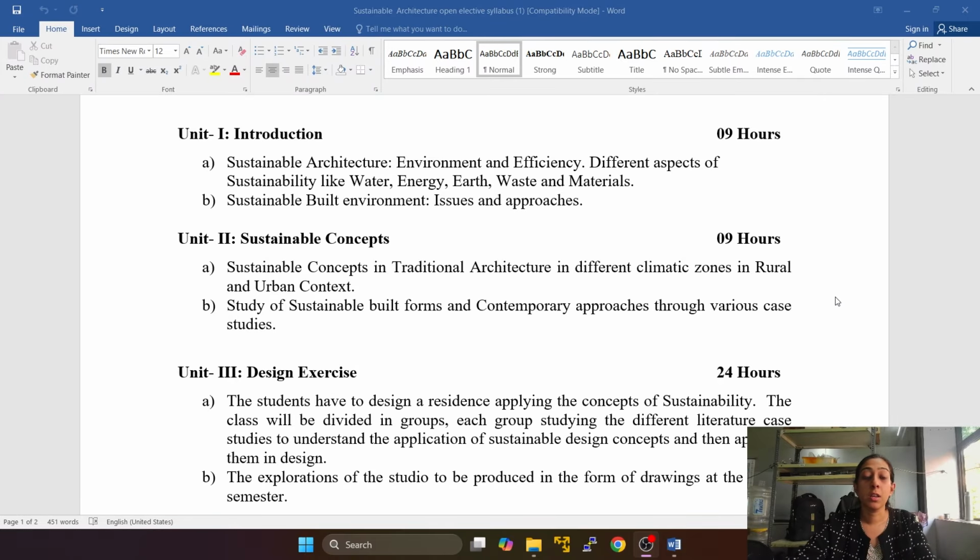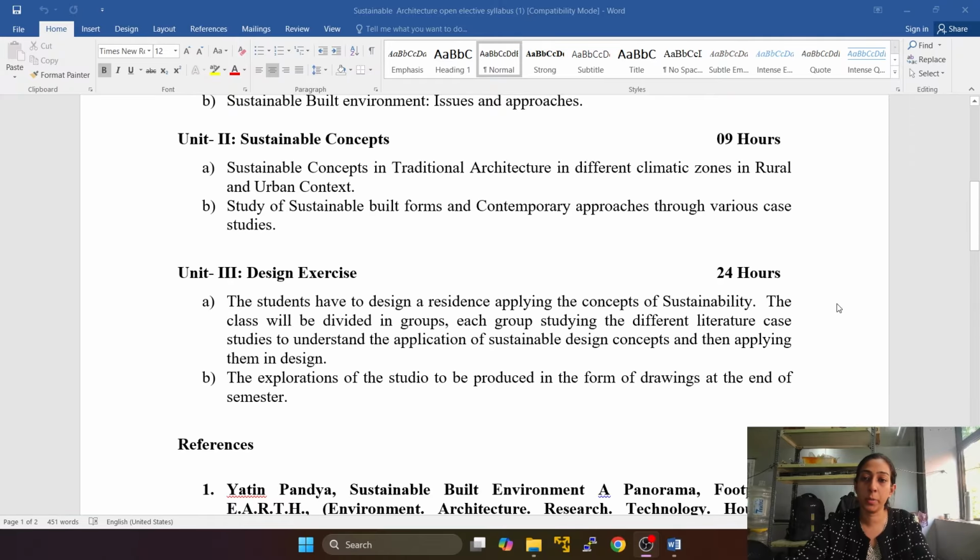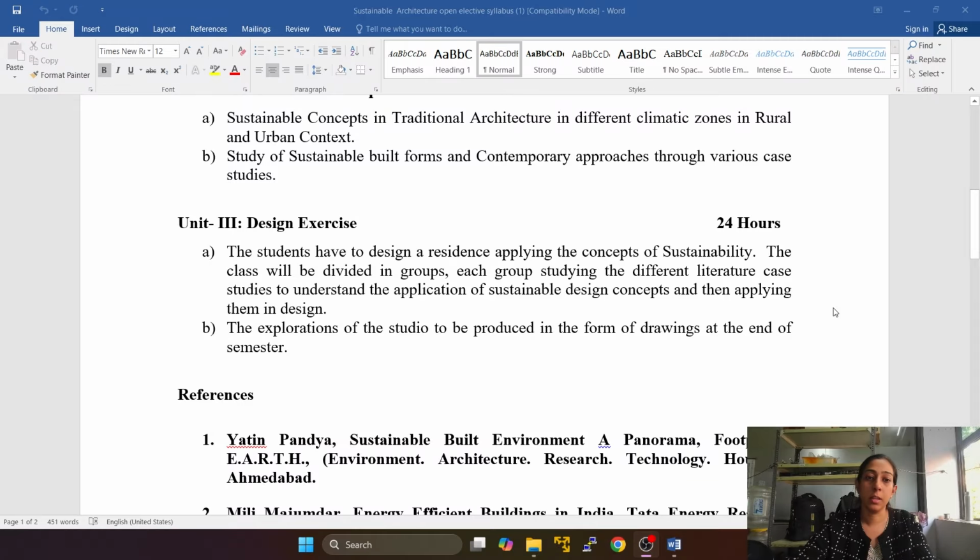Students will study sustainable built forms and contemporary approaches through various case studies. A lot of case study analysis would be done for you all to understand better how these concepts of sustainability are used in different designs.